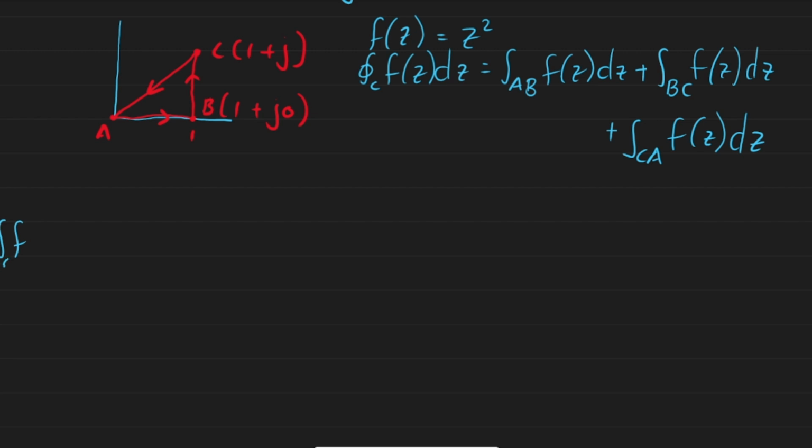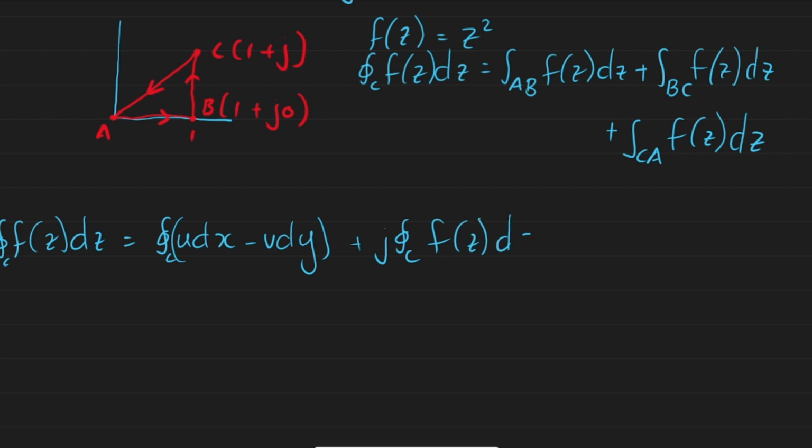So we have this integral around closed path C of f(z) dz. Let's just write it out again. This is equal to this line integral around this closed path of u dx minus v dy, plus j times the line integral around the closed path of v dx plus u dy. And then we're going to apply this to AB, BC, and CA. So let's just find what u and v are. We have f(z) equal to z squared.